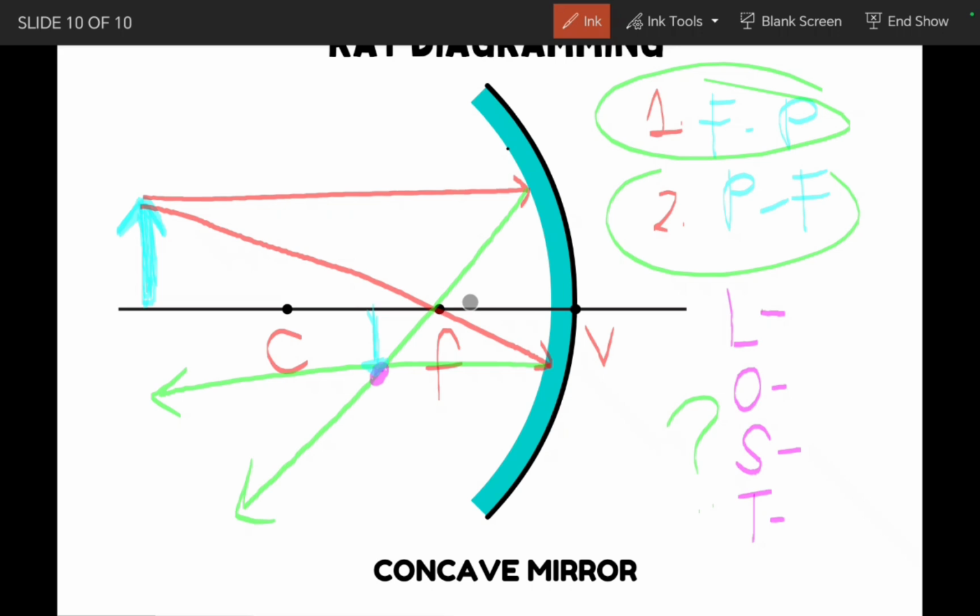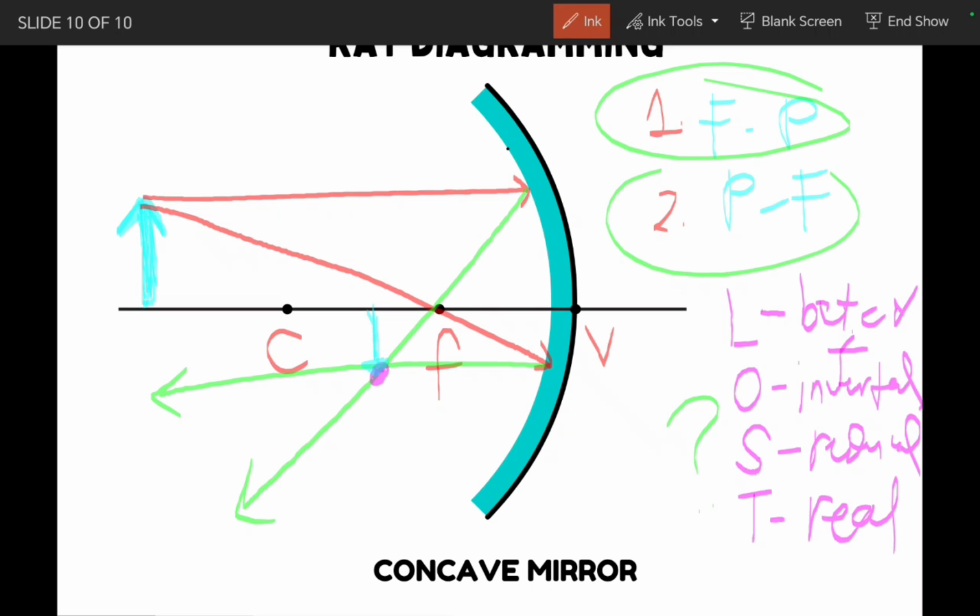So basically, class, what can you say about the location of the image formed? Okay, very good. It is between C and F. How about the orientation? It is inverted. How about the size? Was it enlarged? Was it reduced? The answer is reduced. Since the image is inverted and it is located in front of the mirror, the type of image formed is a real image. Did you get it? Did you follow? Okay, thank you.